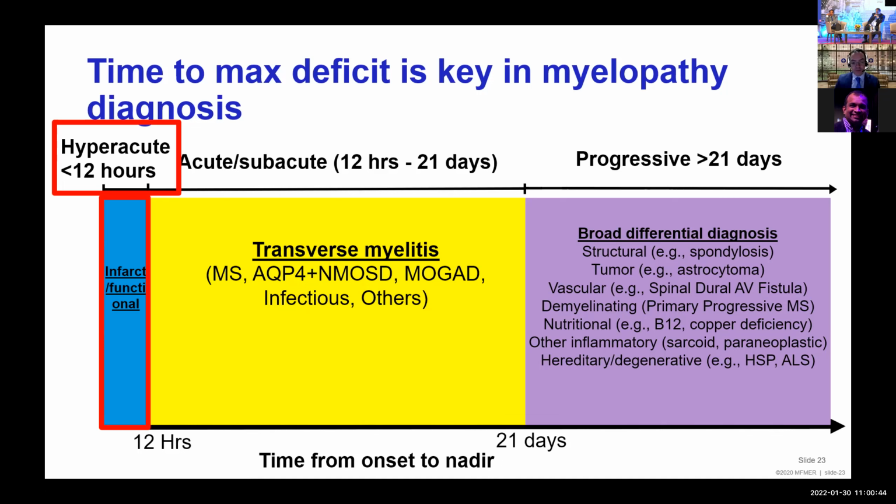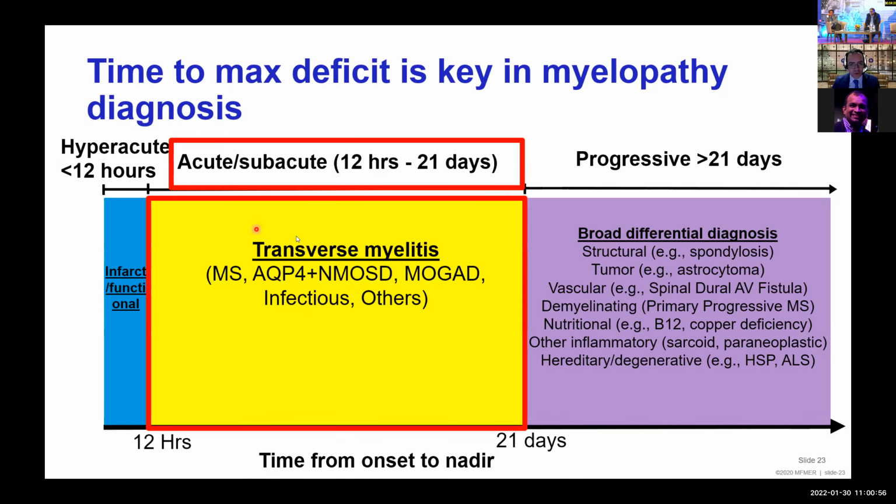And these patients are usually very severely affected, so it's usually paraplegia, or complete paralysis of the legs, or complete paralysis of the arms and legs, or quadriplegia. When we think about the term transverse myelitis, that's an inflammatory condition that can be associated with infections, but also is synonymous with demyelinating conditions like aquaporin 4 antibody positive NMOSD and MOGAD, and also we can have a myelitis with multiple sclerosis. And that usually reaches its maximal deficit between 12 hours and 21 days. So it's a slower onset than this hyperacute, but usually it reaches its maximal within 21 days.